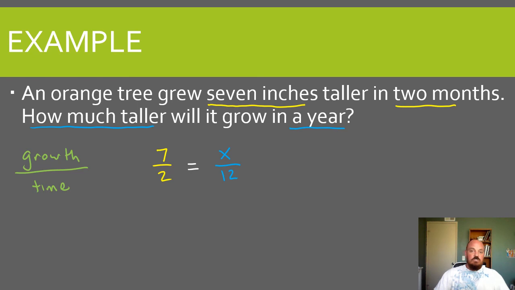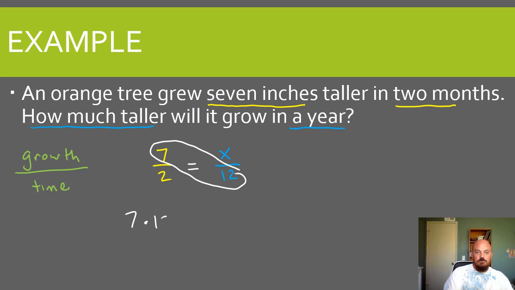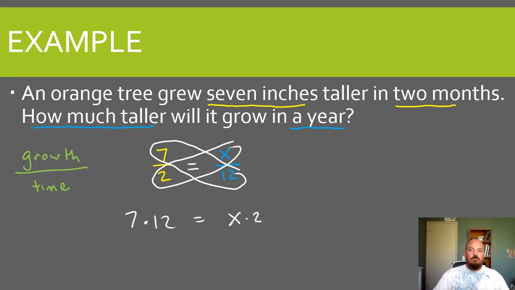Now you solve it just like the ones we did earlier. You cross multiply. So I have 7 times 12. I have x times 2. Set those equal, and we'll figure it out. Let's do the multiplying first. 7 times 12 is 84. X times 2 is 2x.